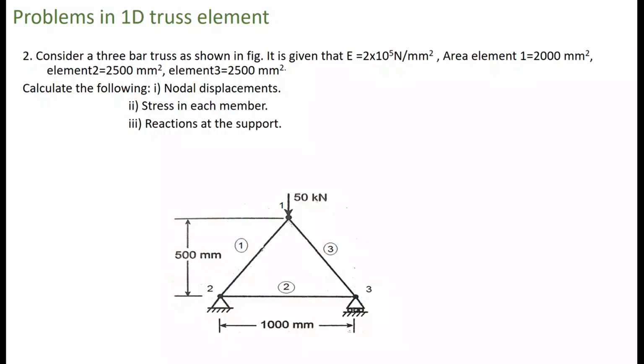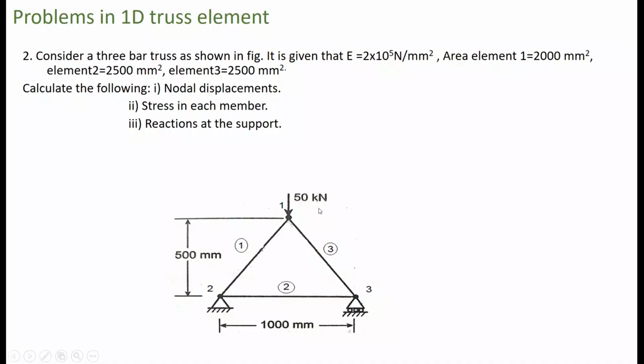2500 mm square. We need to calculate the nodal displacements of each element, and then the stress in each element, and then the reaction force for each node. So the location of elements will be shown in the figure. The common distance of horizontal elements will be 1000 mm and then the vertical location will be a height of 500 mm.